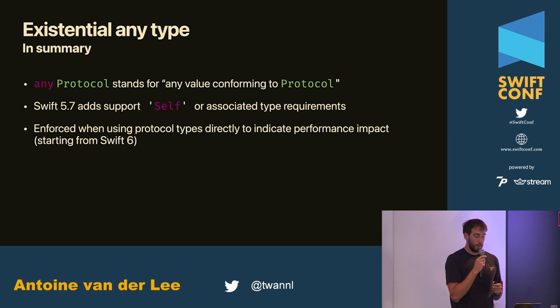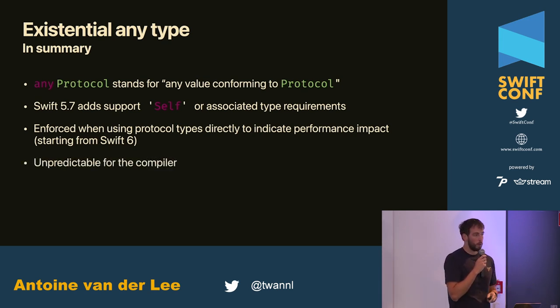It's good to know that it will be enforced from Swift 6. The thing is, with the any keyword, Swift kind of forces you to be aware of the performance impact. I'll get back to this later, but in Xcode 14 you will be getting more and more of these kinds of enforcements, and it's not always the right suggestion to give, because sometimes you can use opaque types instead. I'll get to that later.